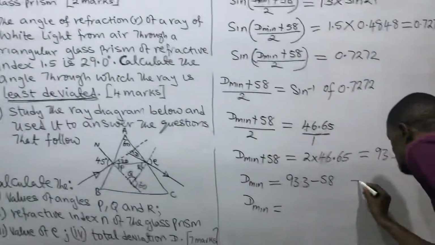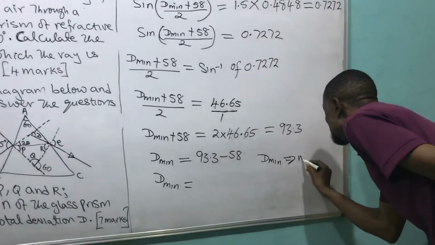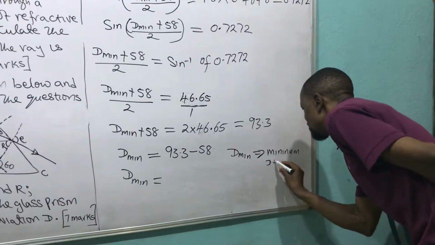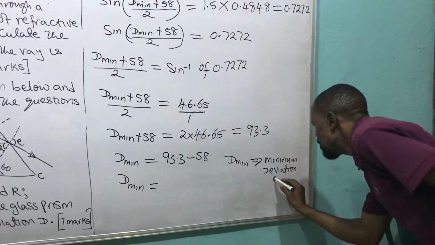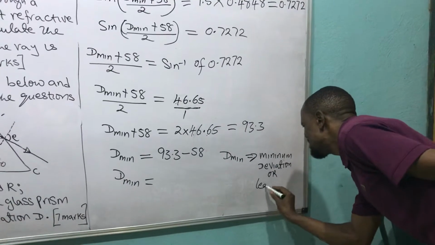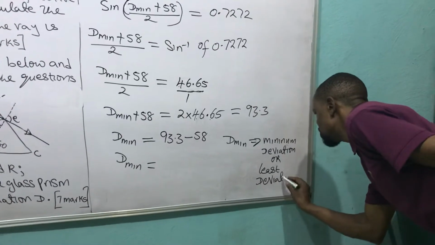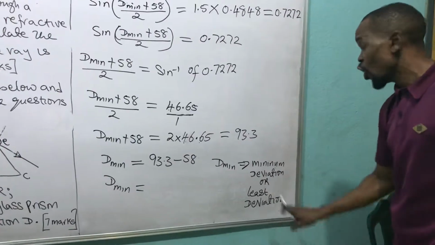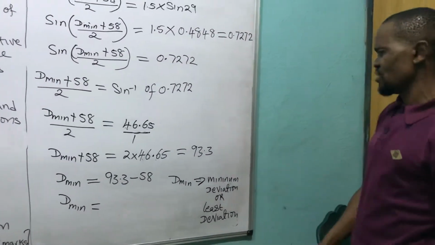Look at what I'm writing here, what it implies. Minimum deviation. Or we'll call it what? Least deviation. Note it. This means minimum deviation or least. Minimum means least deviation. I think you have got it in that.